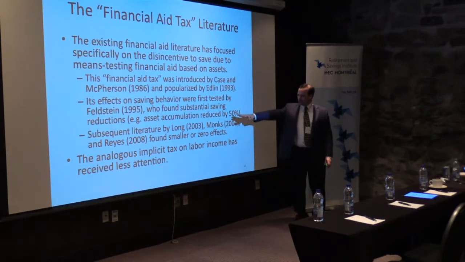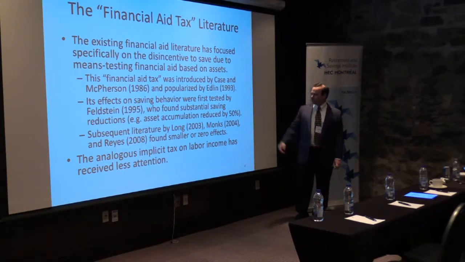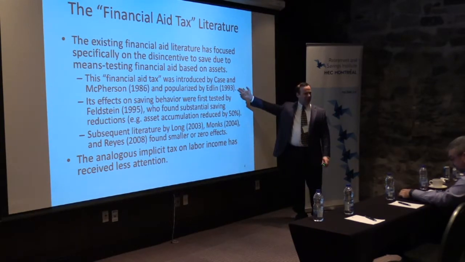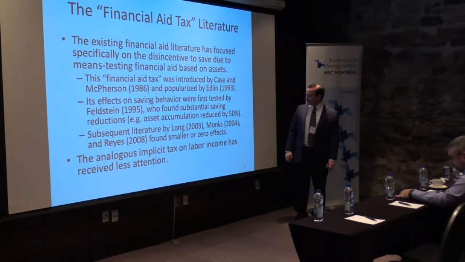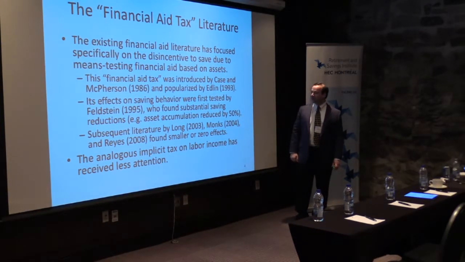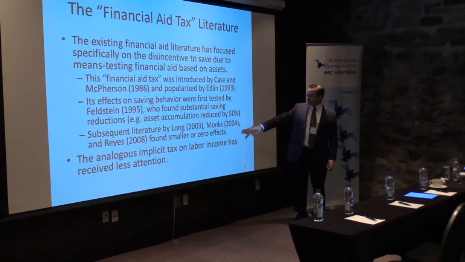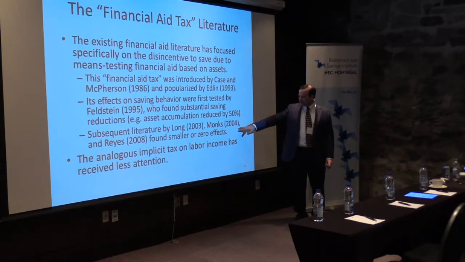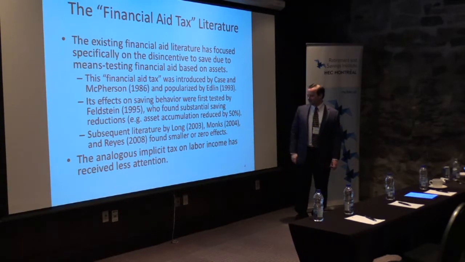There was a paper by Marty Feldstein in the AER in 1995, who, the moment he realized there was a disincentive to saving inherent in anything, reached in to try to test for what the empirical effects are. His paper found that asset accumulation was reduced by about 50% for those facing the marginal incentives, and that result has not turned out to be particularly robust in the later studies that have looked at it.